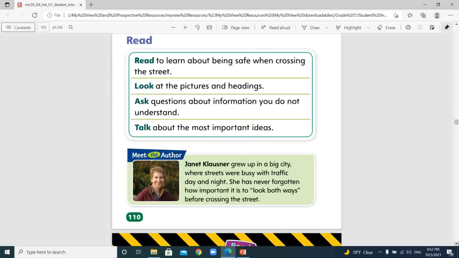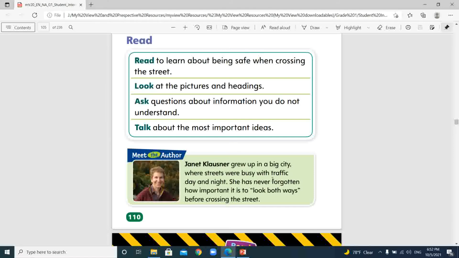Okay, here it gives you an idea about the author. The author is the person who writes the story. What's her name? Janet Klossner. And it tells you here that she grew up in a big city where streets were busy with traffic day and night. So this person grew up in a big community or big city where there are many streets and the streets were busy with traffic.